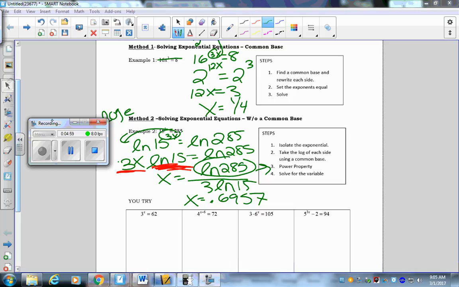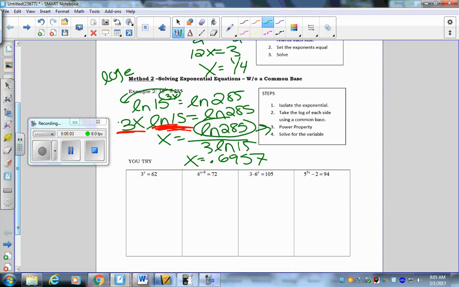All right, so let's try some down here. If you want to pause and try these on your own, you can. I'm going to work through them really quickly. First things first, there's nothing to isolate, so I can go ahead and take the natural log now. So we've got the natural log of 3 to the x equals the natural log of 62. So really that's x natural log of 3, by using my power property to move it down, equals the natural log of 62. Divide both sides by the natural log of 3.